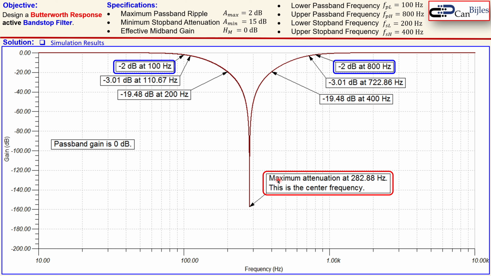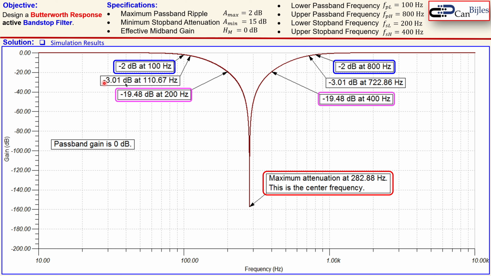You see also here the maximum attenuation. So at this frequency, which is our center frequency, we get now a notch, so that is the lowest gain you have. Now, there is also a gain at 200 Hertz, so that is minus 19.48. This is the lower stopband frequency, and there we need to have a minimum stopband attenuation of 15 dB. We have minus 19.48, so we have at least 15, so that's fine. And also for the right side, the upper side, so for 400 Hertz, you see also the same value.